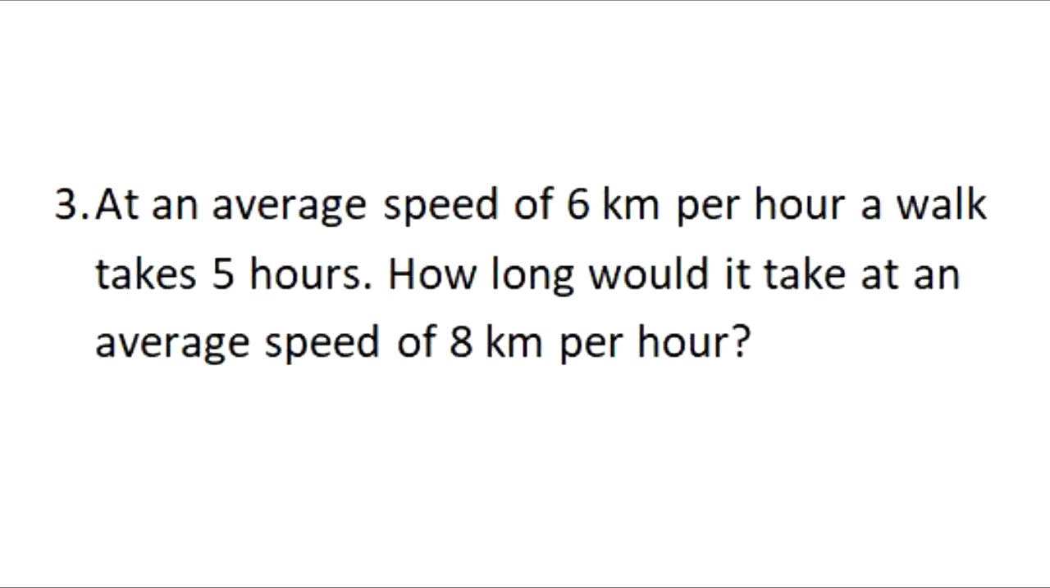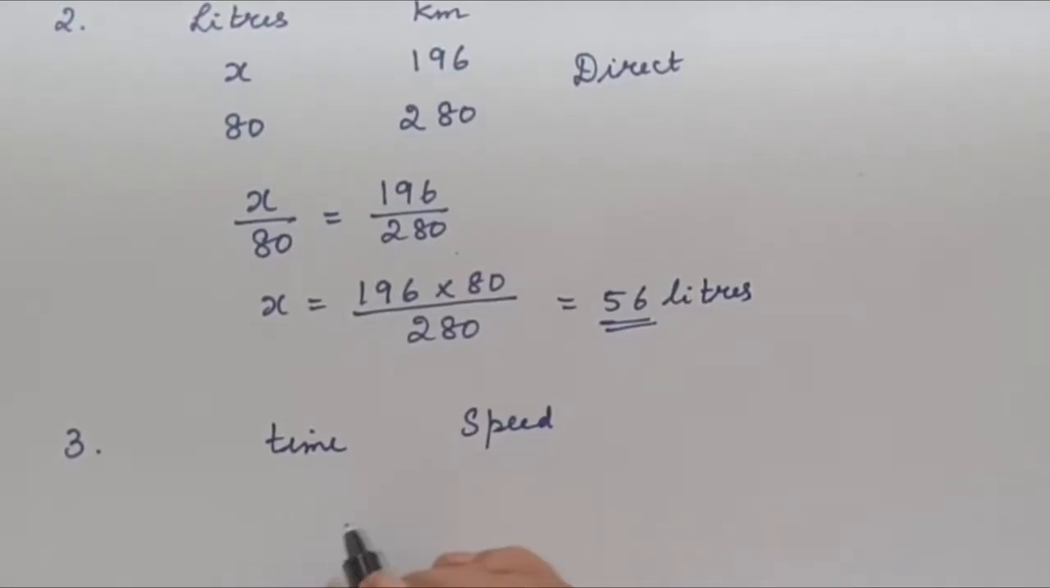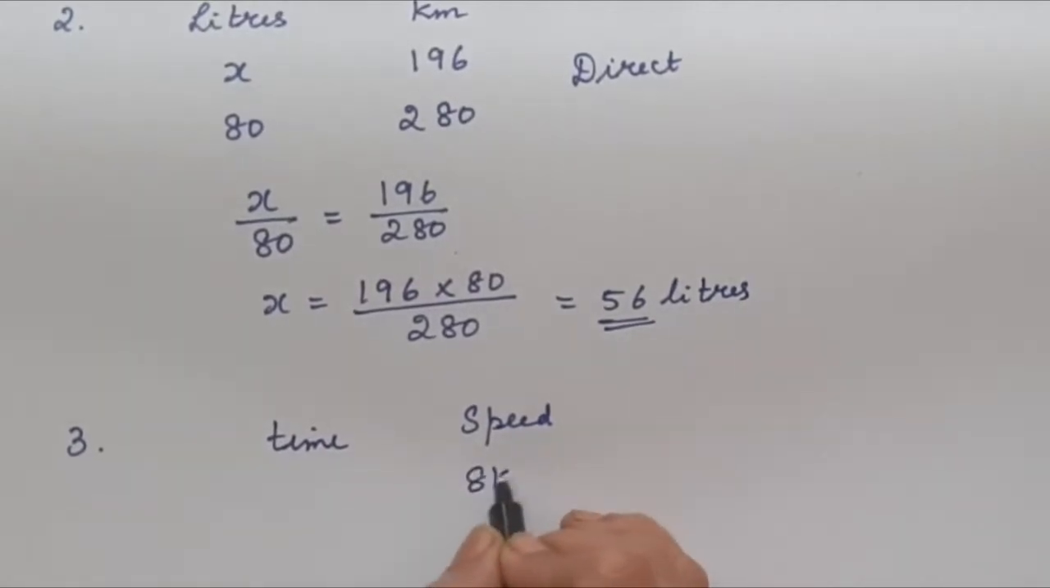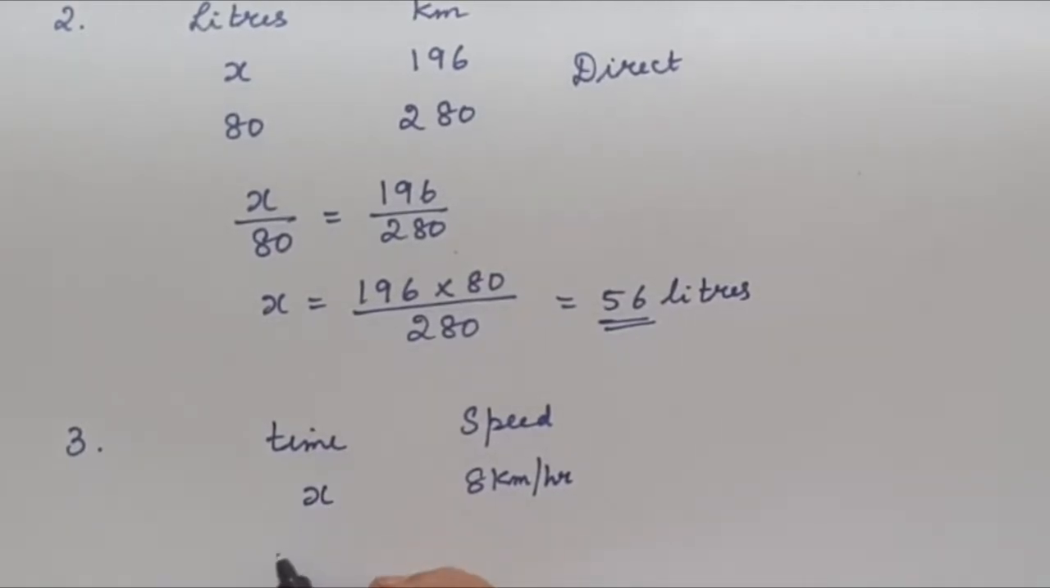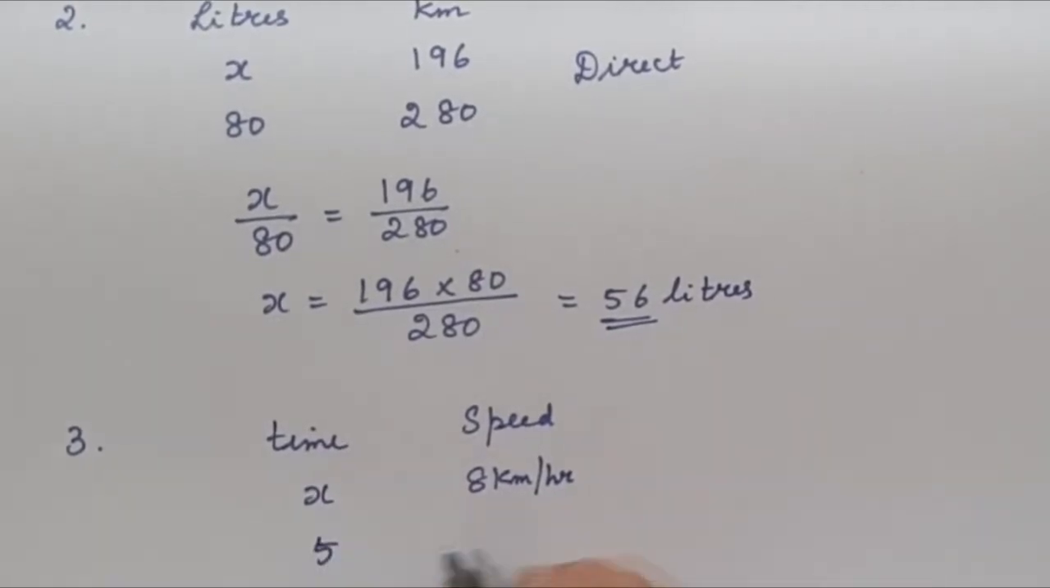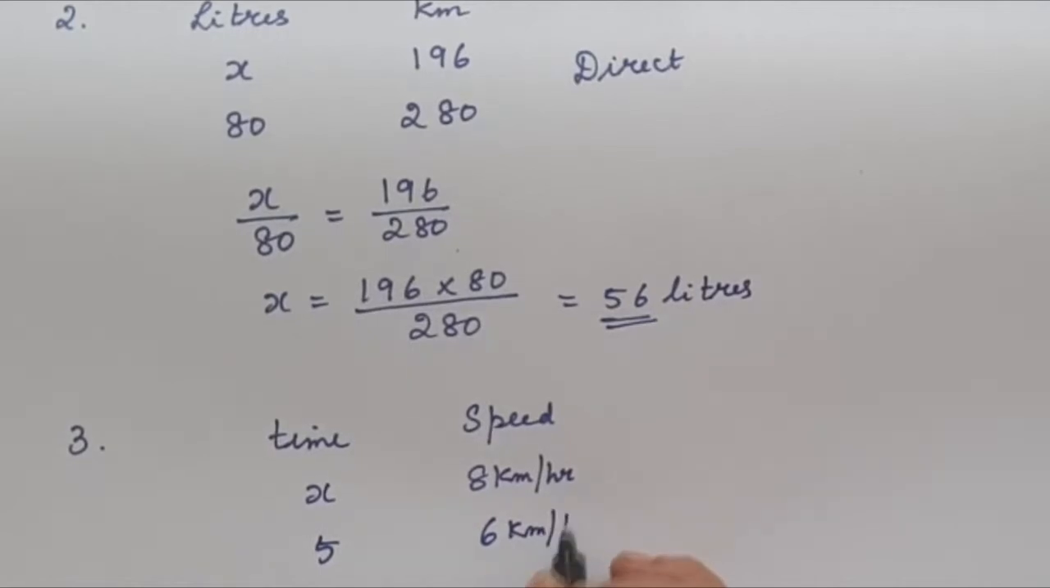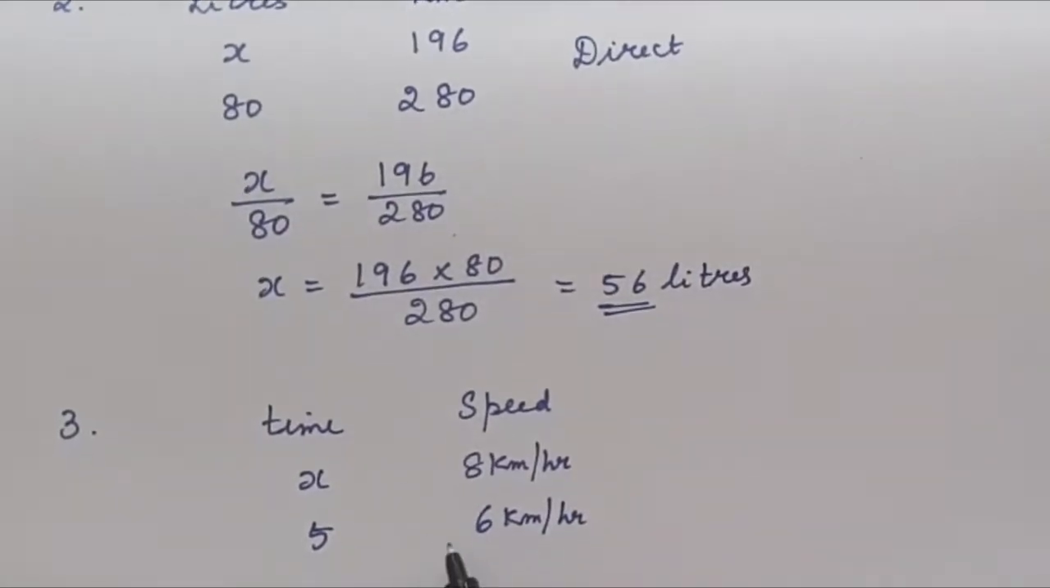Third question, at an average speed of 6 kilometers per hour, a walk takes 5 hours. How long would it take at an average speed of 8 kilometers per hour? Now, the time and the speed are given to us. So, 8 kilometers per hour, and then the time we need to find. It is given for 5 hours at a speed of 6 kilometers per hour. In this, the distance doesn't change.